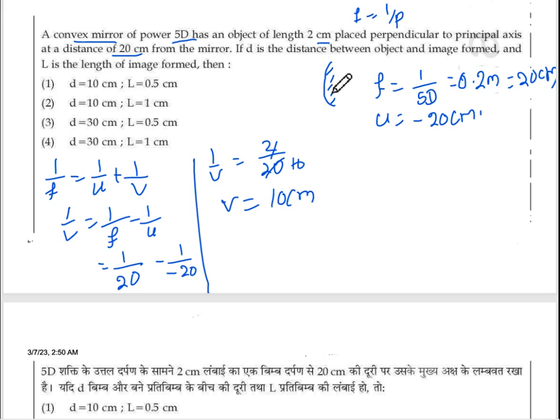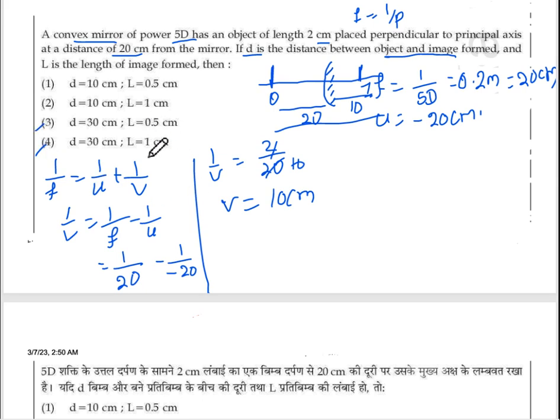If this is my lens, sorry, mirror, and this is the object, the image will form on this side. So this is the object and this is the image. This length is 20 and this length is 10 centimeter. The question asks, D is the distance between object and image, which is this much, 30 centimeters. So now I got two options, option 3 and option 4.